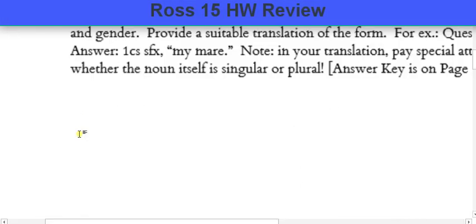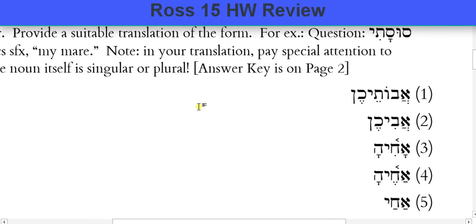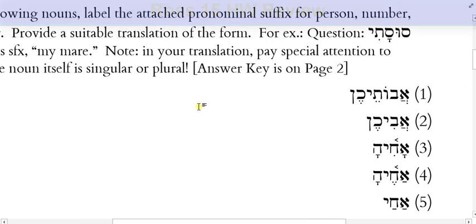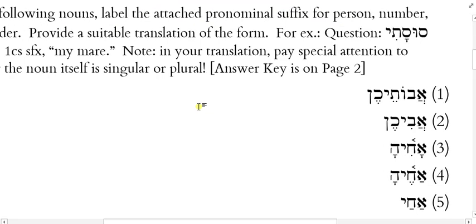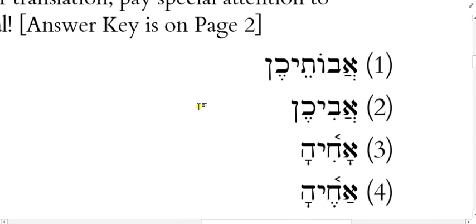Chapter 15, the answer key is going to be on the next page. What we want to do is jot down which pronominal suffix is being used here, and then we need to translate these according to whether the noun is singular or plural. Okay? So, let's just take a look at the first one, avotechem. I'll make that a little bit bigger so we can see that.